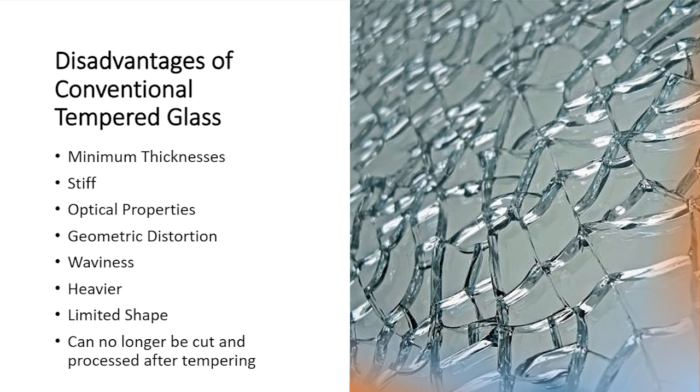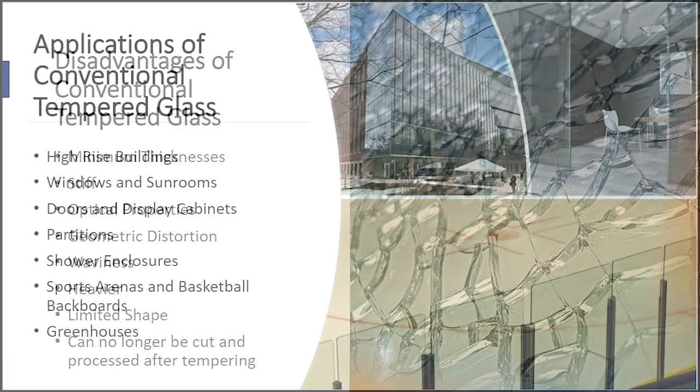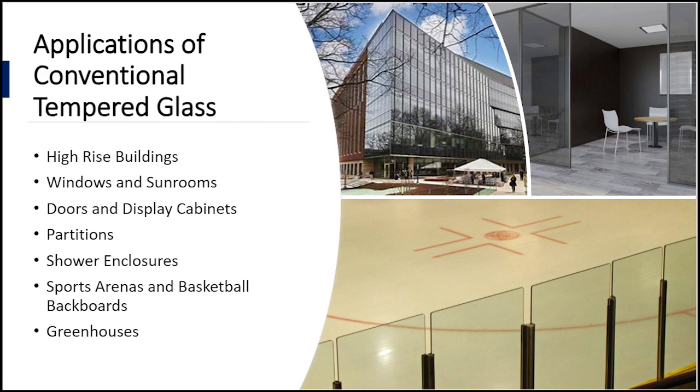During the manufacturing process, the conventional tempered glass is transported on rollers, which could leave marks that interfere with the optical properties of the glass. A major drawback to conventional tempered glass is that it can no longer be cut and processed once it is tempered. Conventional tempered glass is suited for countless applications.